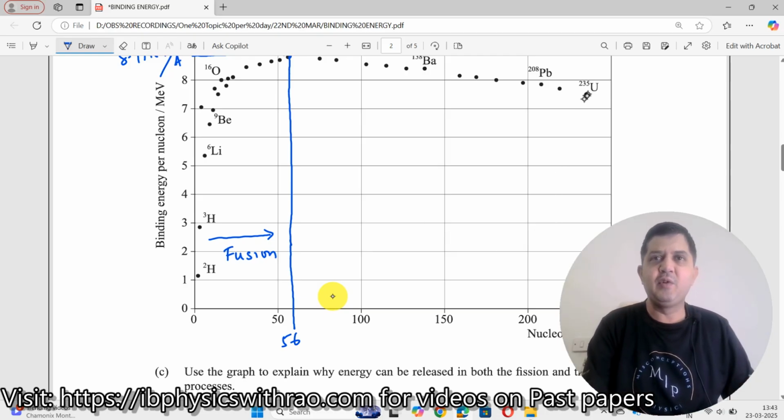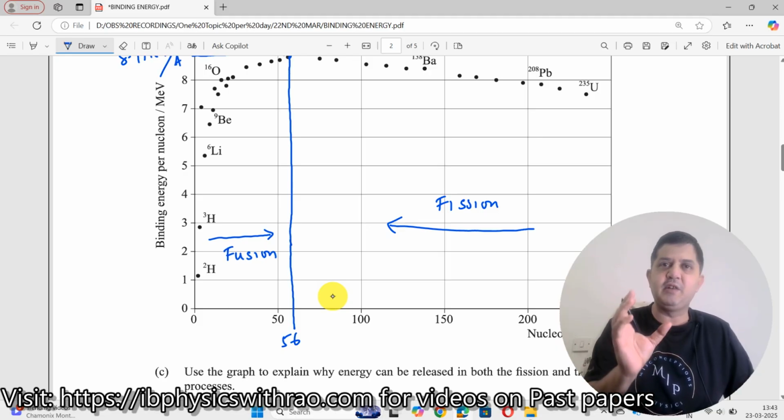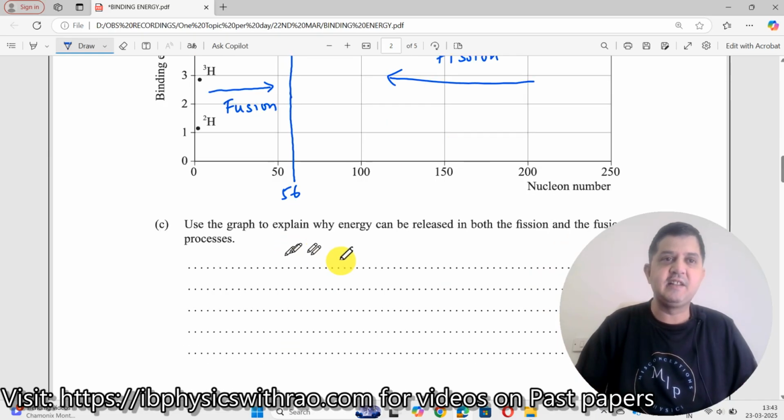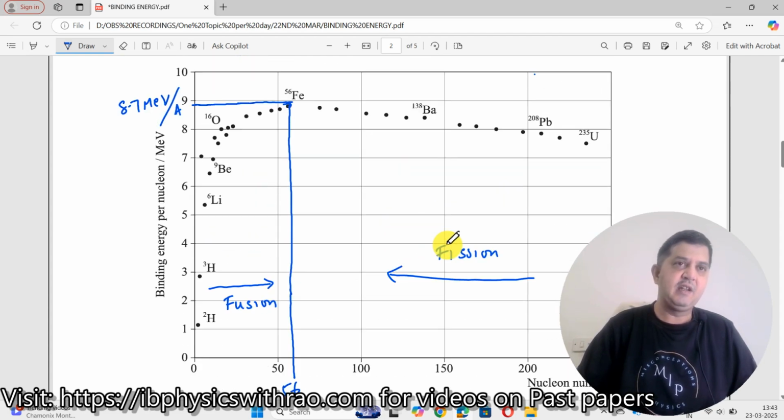Then if you look from uranium down to iron, in this direction, the elements are formed using fission reactions. Fission is when you take a heavy nucleus and break it into smaller parts. Now what is being asked is why energy can be released in both fission and fusion processes. What we do is assume some nuclei.